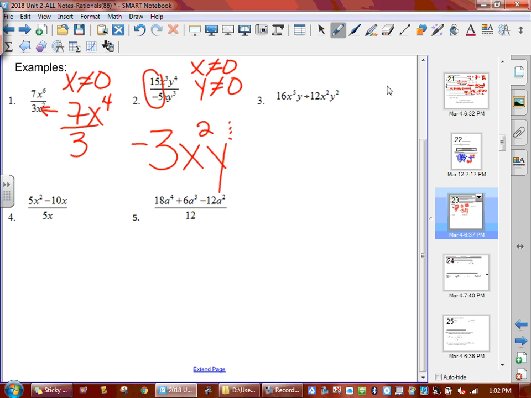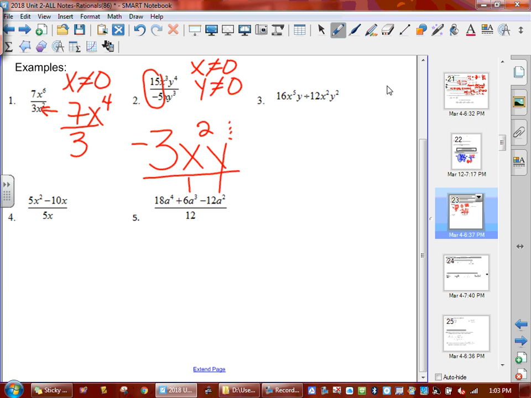Now, that answer doesn't even have a denominator. The hidden denominator would be over 1. So that's why we have to state our restrictions first. Because in both of our first 2 questions, we reduced it so there were no variables on the bottom. And that will happen sometimes. All right, let's take a look at number 3.